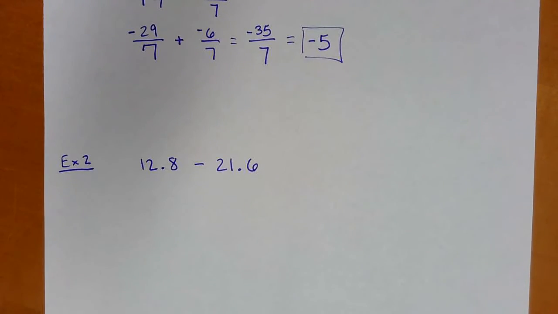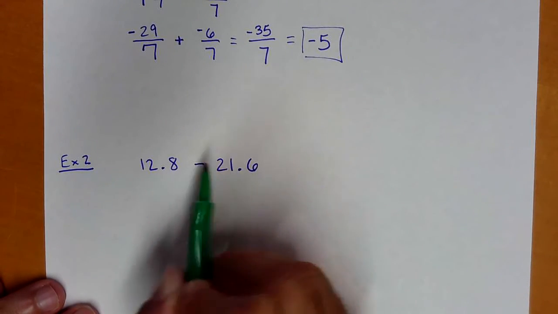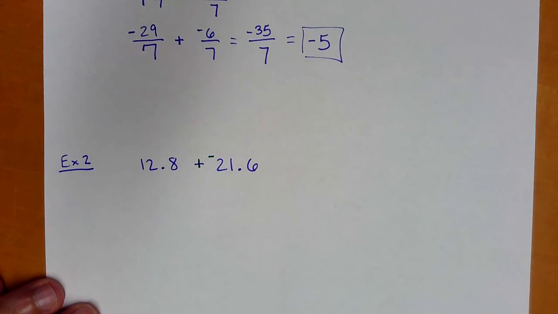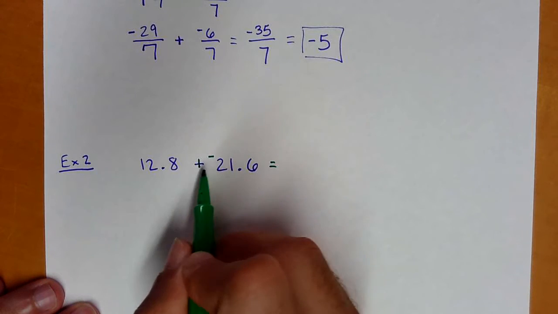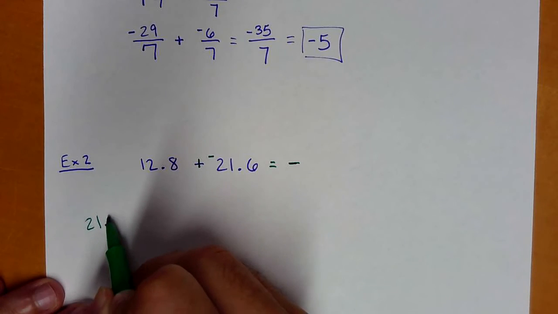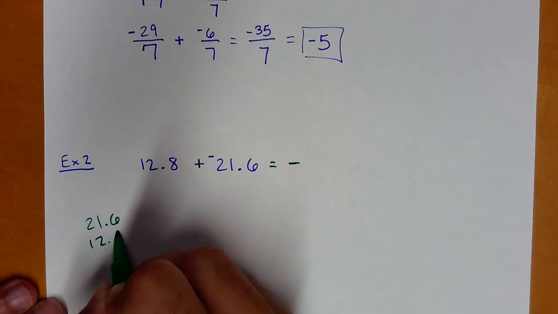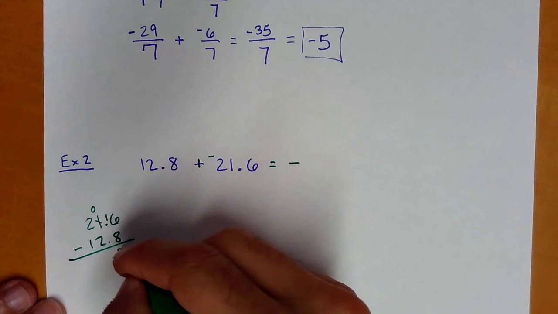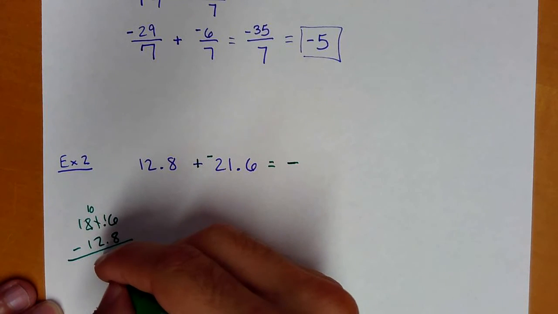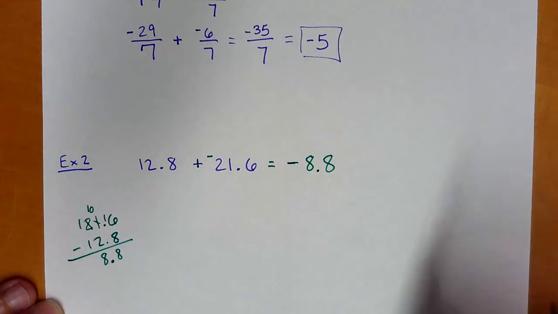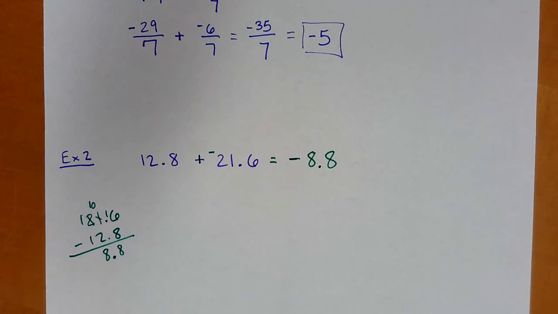And my last one, 12.8 minus 21.6. First step, because I'm subtracting something that's larger, I'm going to make it add the opposite. I have more negatives than positives, so my result will be negative. And I'm going to subtract them to find out how many more negatives I have. Negative 8.8. And that is adding and subtracting rational numbers.